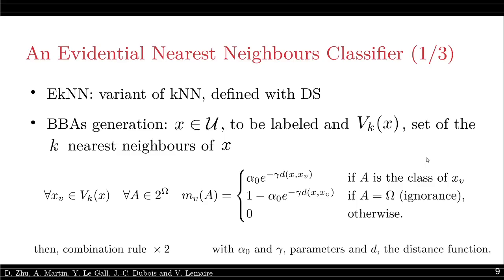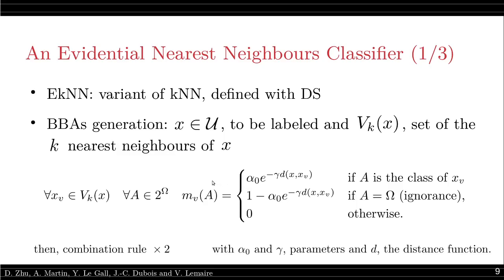The classifier we are going to use is a variant of the classical k-nearest neighbors. It is defined with the BBAs of the Dempster-Shafer theory, and we will call it EKNN for evidential nearest neighbor classifiers. This classifier, introduced in 1995 by Thierry Denoeux, takes the distance between the data and the neighbors into account.